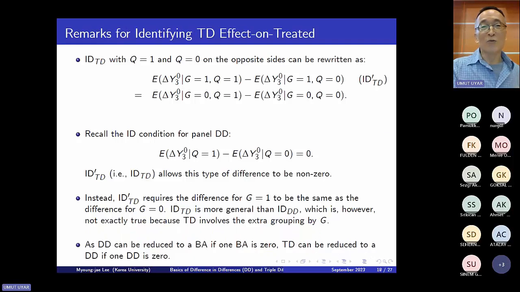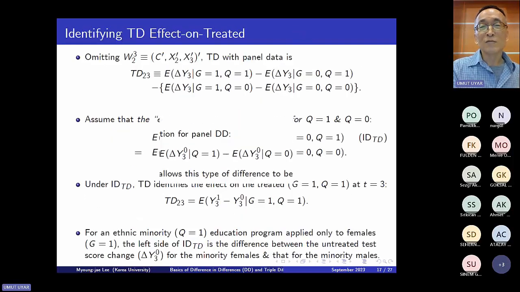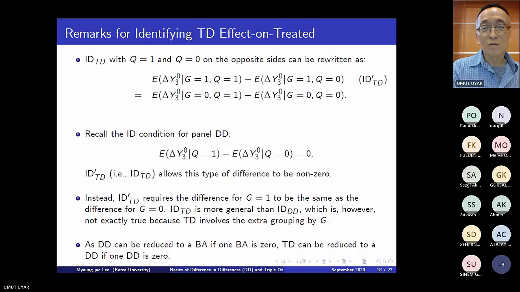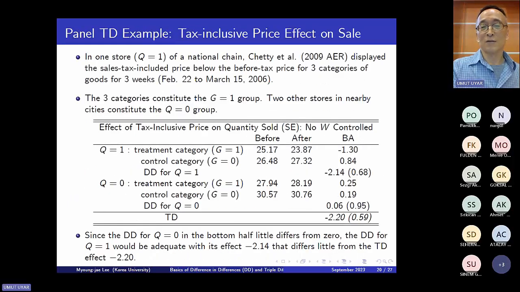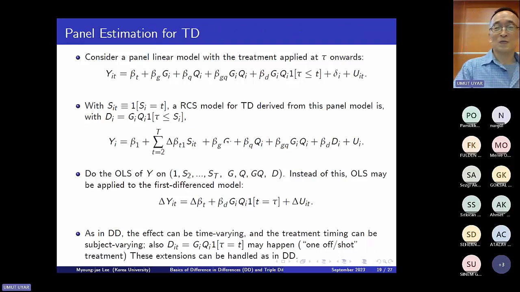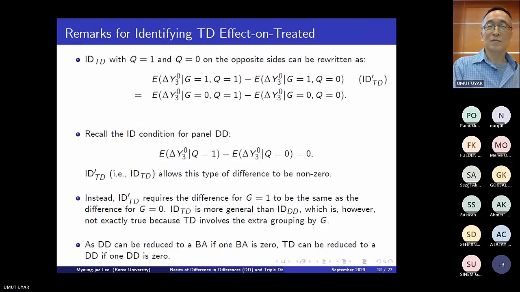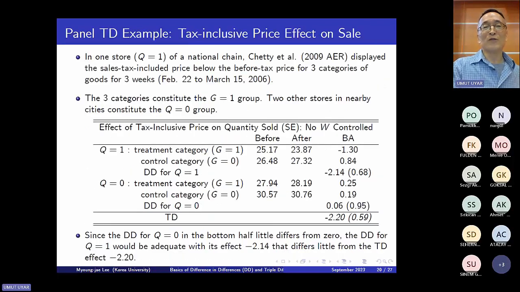Since we are running out of time, I'll just see. Let me get to the empirical example first. Then I'll talk about identification conditions and so on.